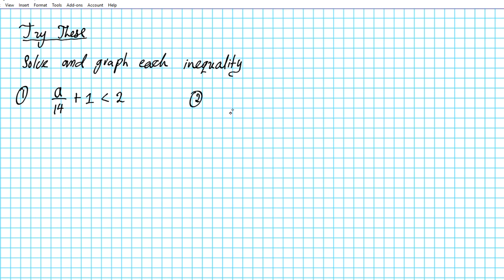Number 2, what if you have negative 1 is greater than n minus 2 over 4. Number 3, what if you had negative 8 times negative 10 plus n is less than or equal to 192? And then lastly, number 4, let's say you have 30 is greater than or equal to negative 9 plus 3a. Alright, go ahead and pause the video at this time and try out these problems, solve and graph, and then click on the play button to see what the answers are.